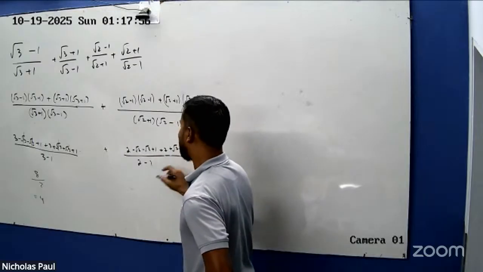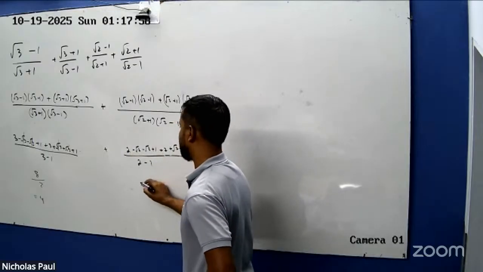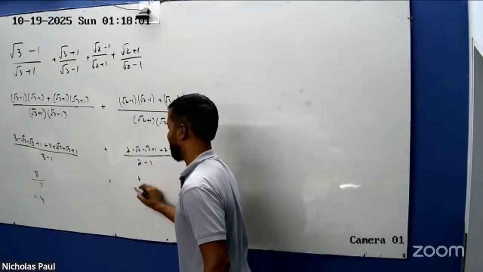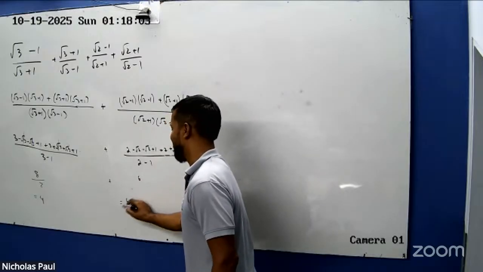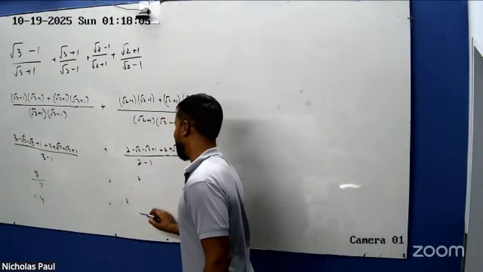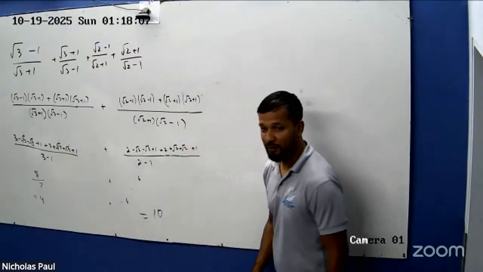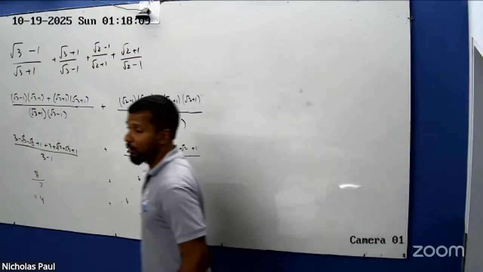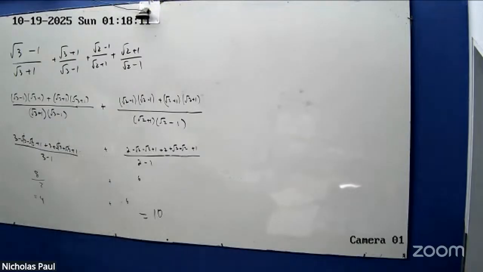Right, now cancel, so you got 4, 5, 6. So your final answer is 10. All right, so that's all the practice on surds. Now we're going to indices, right? Very hard.